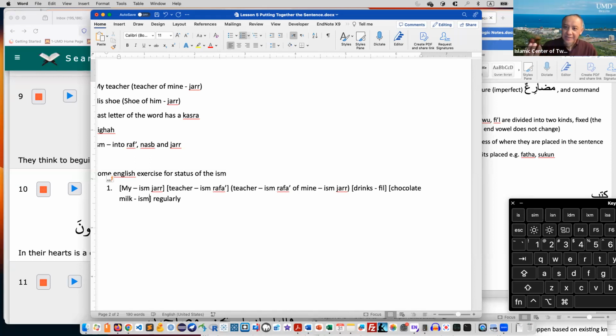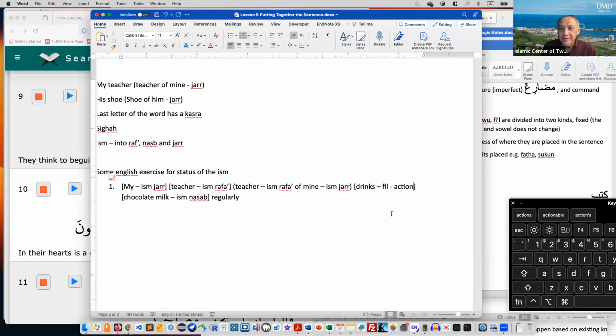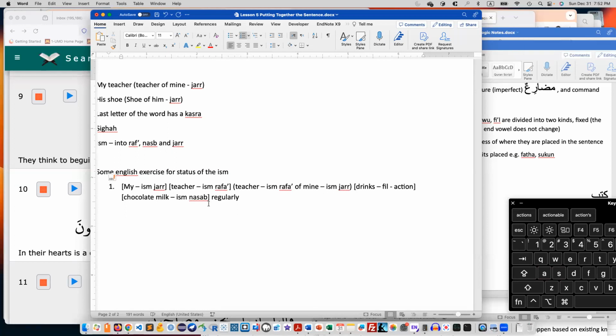Three roles, right? Three statuses. It's either the doer, or possessive, or the object, which is nasab. Yes, this is the nasab. Okay, isim nasab. This is the detail or the object of that action. So this is the action, fi'l, right? So chocolate milk is the isim nasab. Chocolate milk is the isim, and in what status is it? Nasab. Very good.